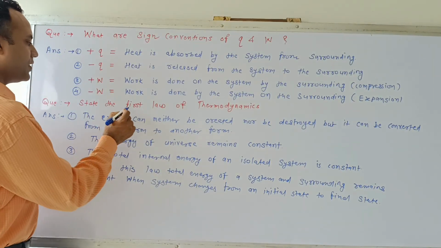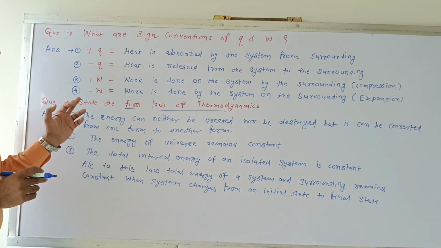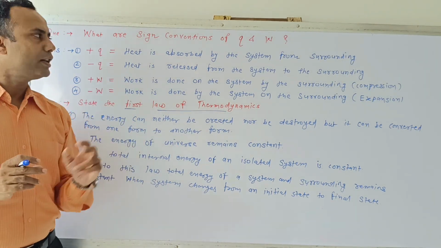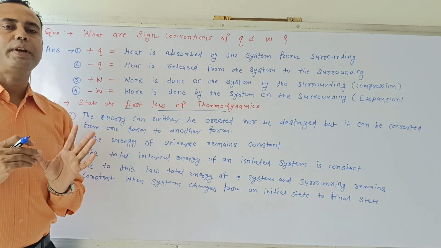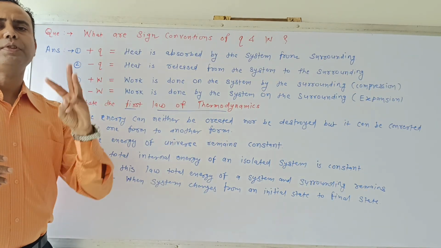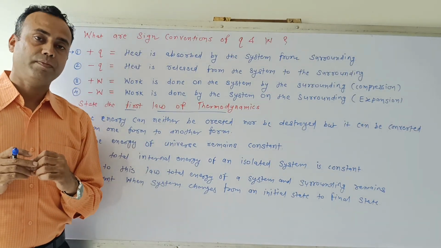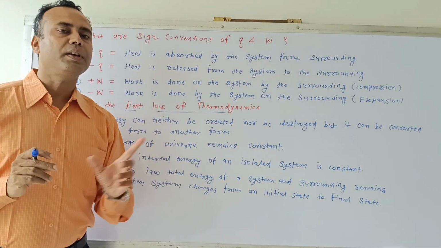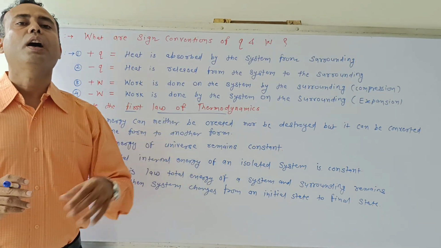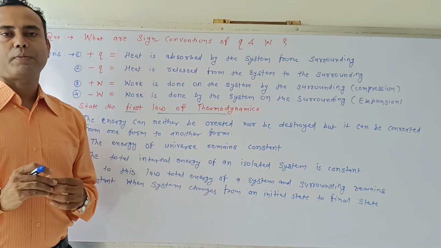After that is the first law of thermodynamics. So the question is: state the first law of thermodynamics. It is also asked for 2 marks, likewise the sign convention for W and Q for 2 marks. So state the first law of thermodynamics. The first law of thermodynamics can be explained by considering 3 concepts. Number 1, the energy can neither be created nor be destroyed, but it can be converted from one form to another form. So that is the first statement of the first law of thermodynamics.